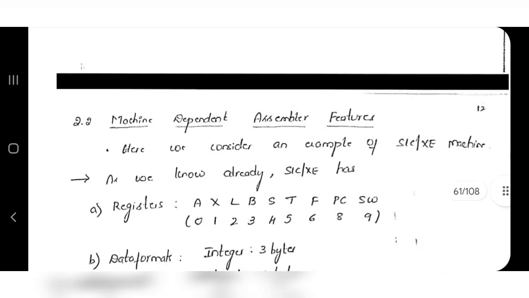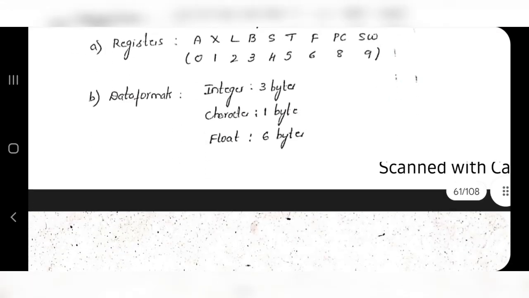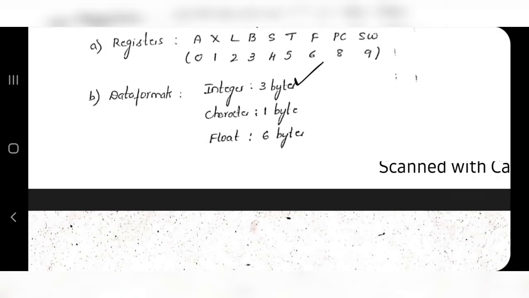Okay, and moving on, we have SIC/XE. Now we'll be dealing with SIC/XE, how to write the object code and the object program for it, just as we did for SIC. So a few things are changing here. The total number of registers is 9, before it was 5. The new registers are B, S, T, F, and these are the numbers associated with them. Data formats: integer means 3 bytes, character means 1 byte, float means 6 bytes.